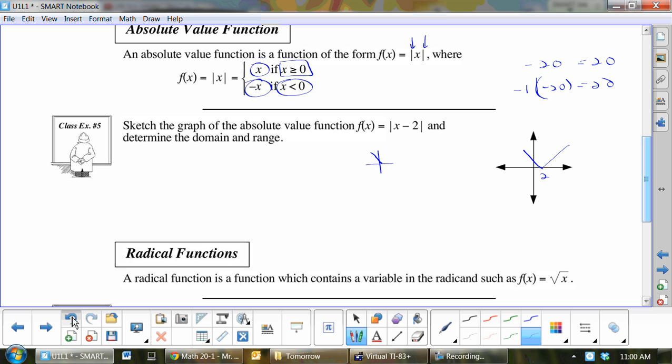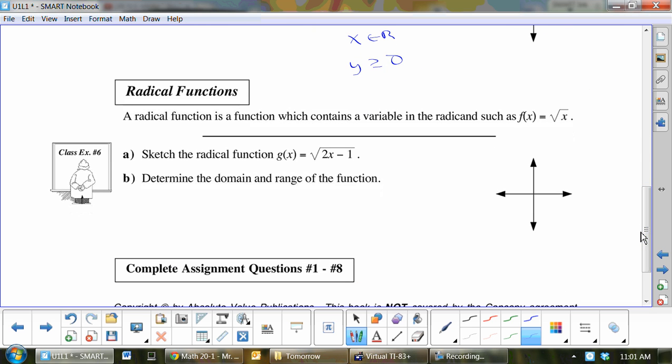Because remember, absolute value of x goes right like that, right down here. Why did it go over 2? Because this is a horizontal translation, 2 units right. Do you remember doing that stuff? Okay. So anyway, what's the domain of this one? X is in the reals. What is the range? Greater or equal to 0.